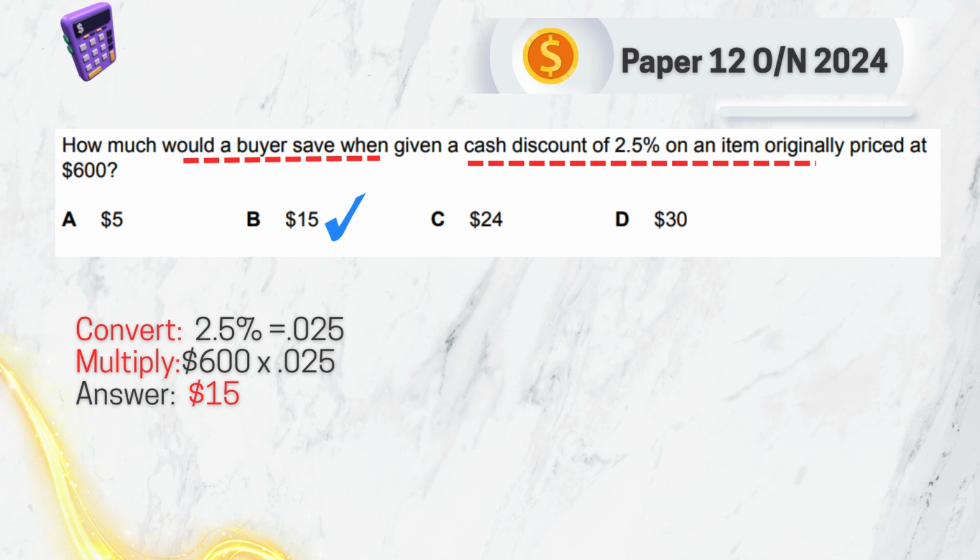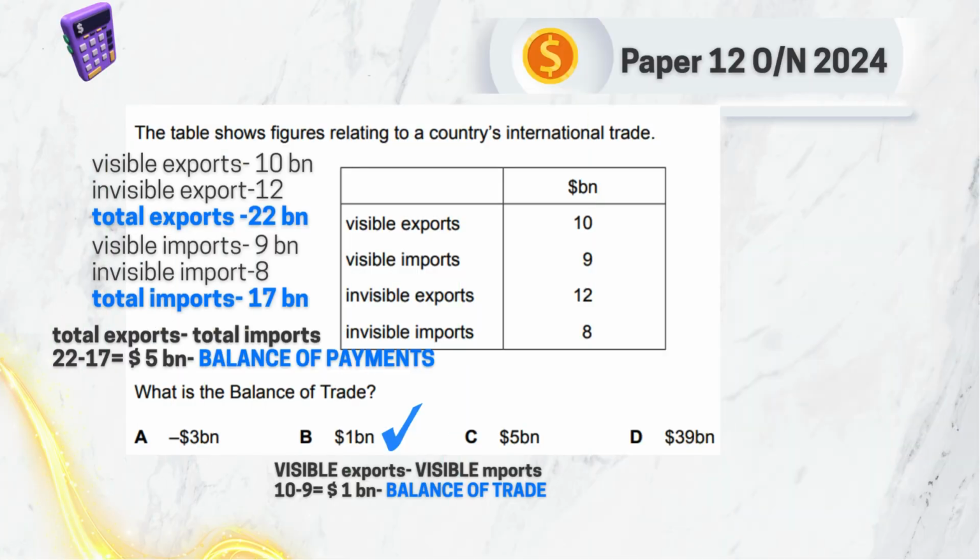All you need to do is convert the percentage into a decimal. So 2.5% becomes 0.025. After conversion, multiply it with the original price of the item, which is $600. The answer is $15. That would be the money that the buyer can save because of the discount.